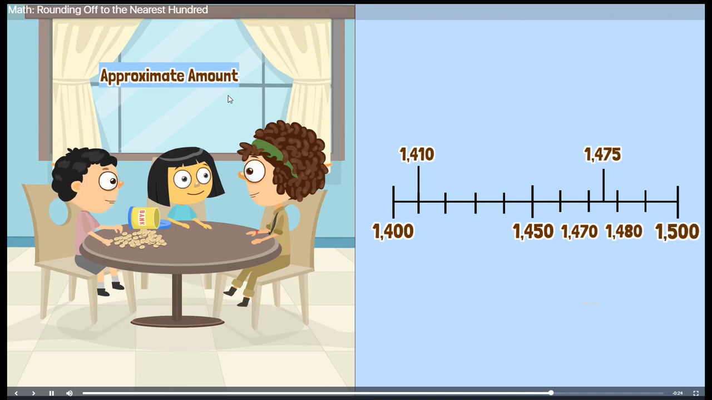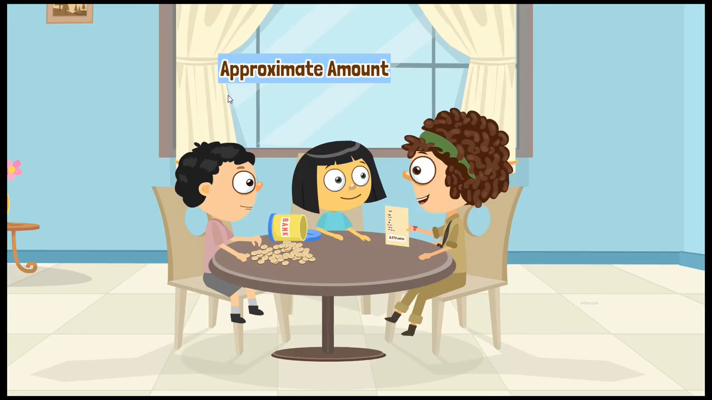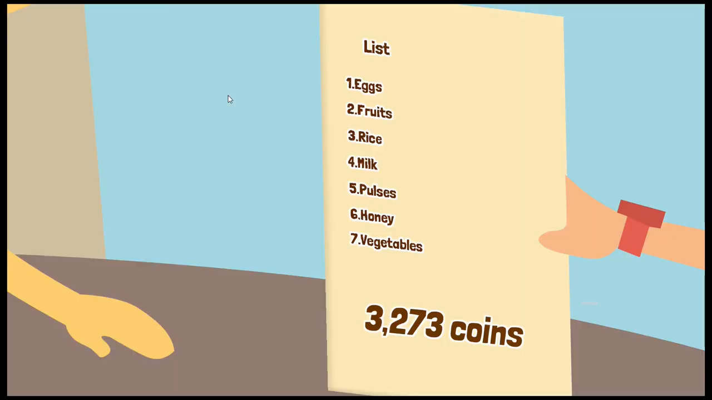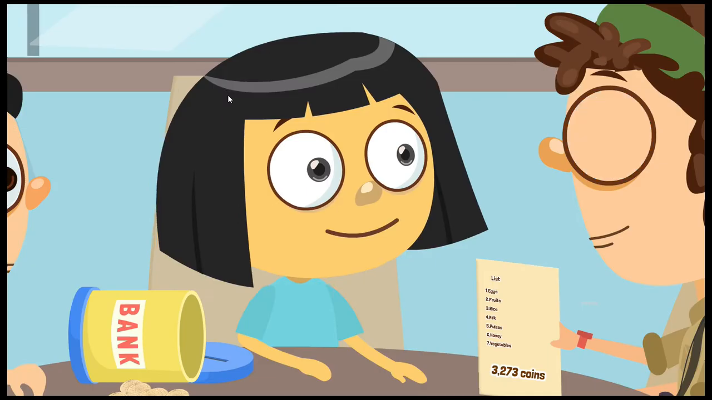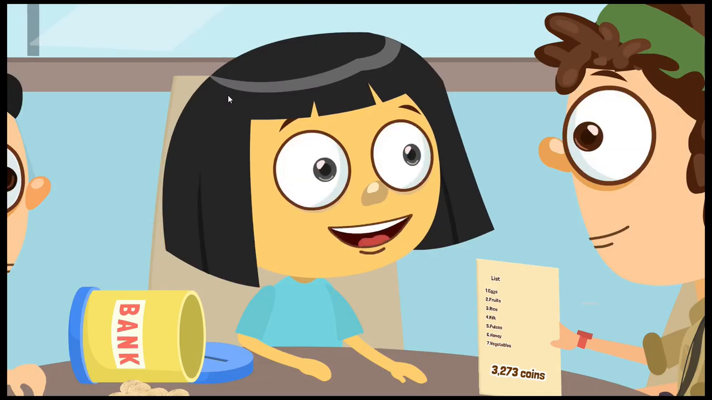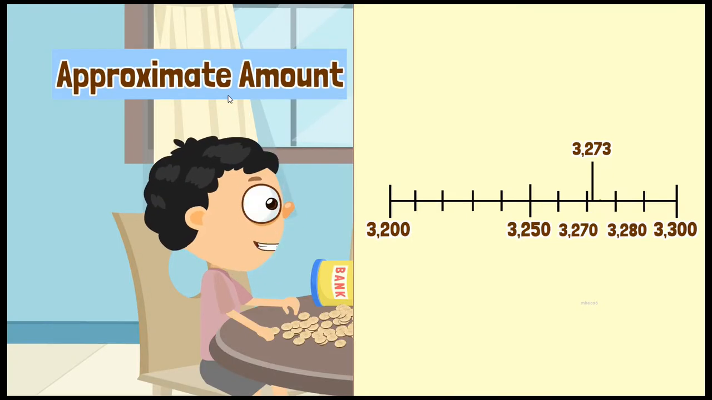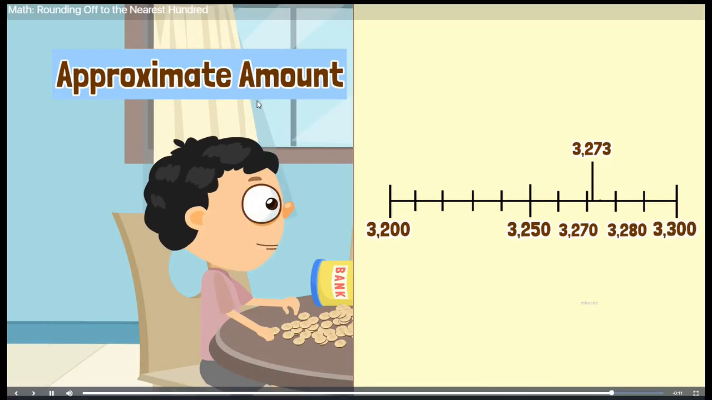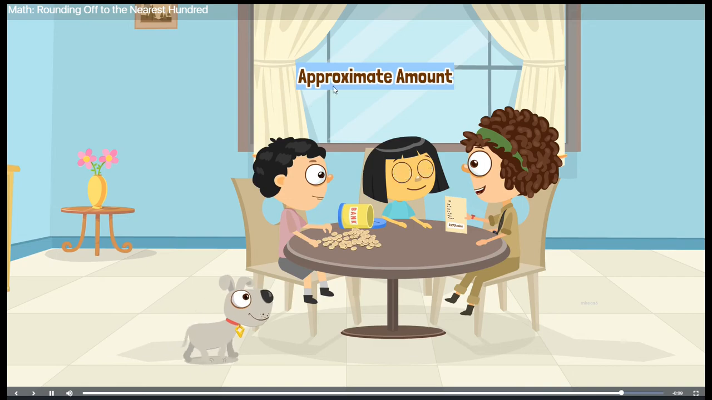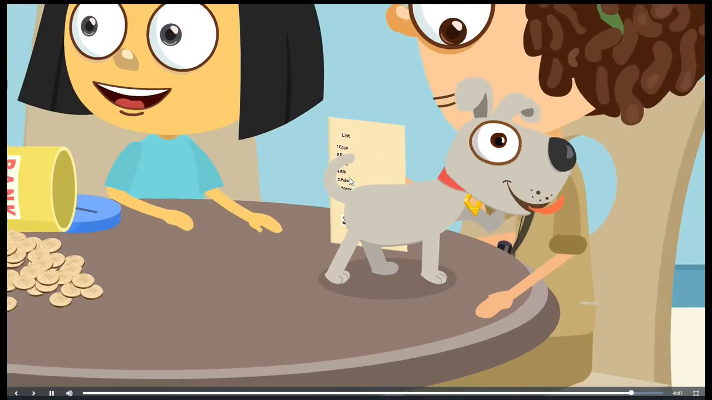I should carry 1,500 coins? Tell me the approximate amount for my grocery list. Locate it on the number line. The approximate amount is 3,300? Let's buy bones for Dash with the extra money.